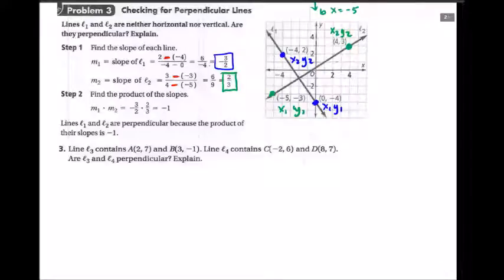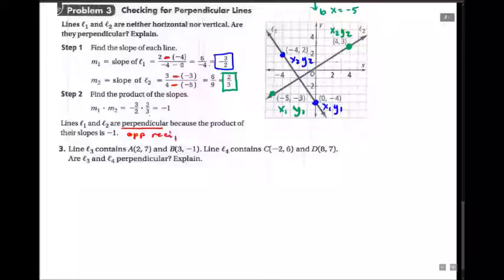Now, are these lines perpendicular? Well, are our slopes opposite reciprocals? You can check the product. A negative 3 over 2 times a positive 2 over 3 is going to be a negative 1. Or, can we take the first one and is it opposite? Yes. One's negative, one's positive. And are they reciprocals? Can you flip them? Yes. So these lines are perpendicular because their slopes, the product is negative 1, or they are opposite reciprocals. I will accept both answers.